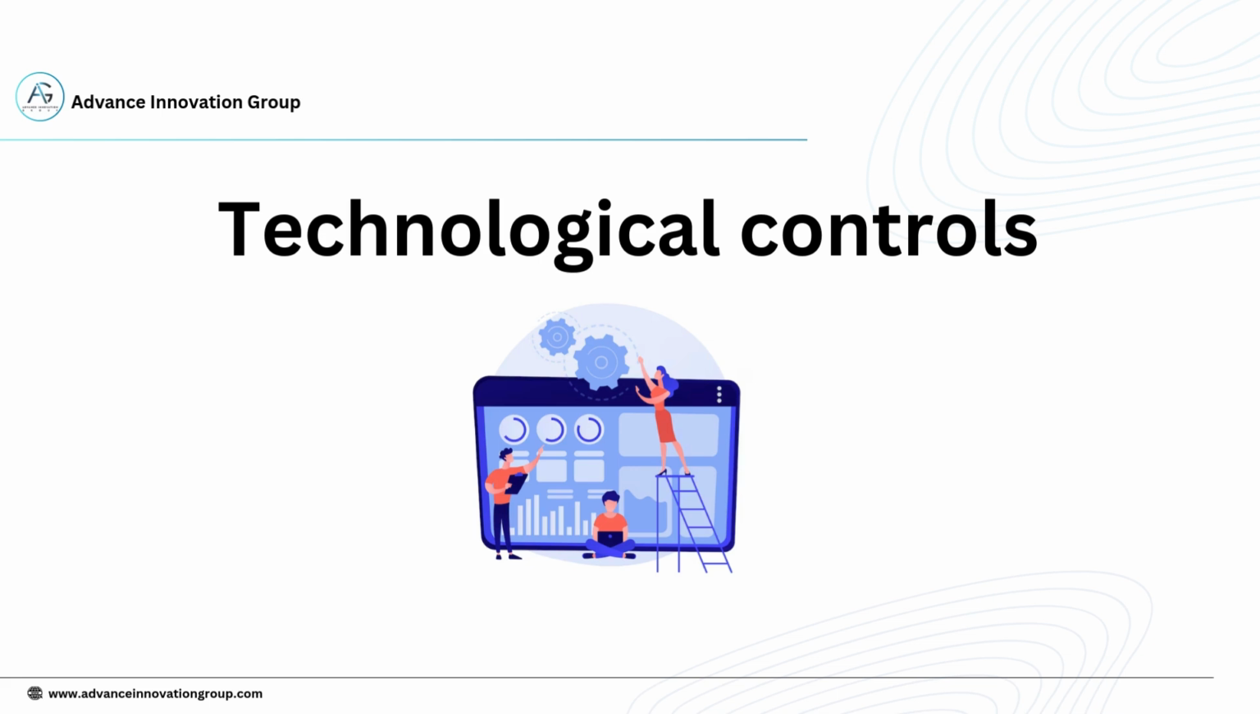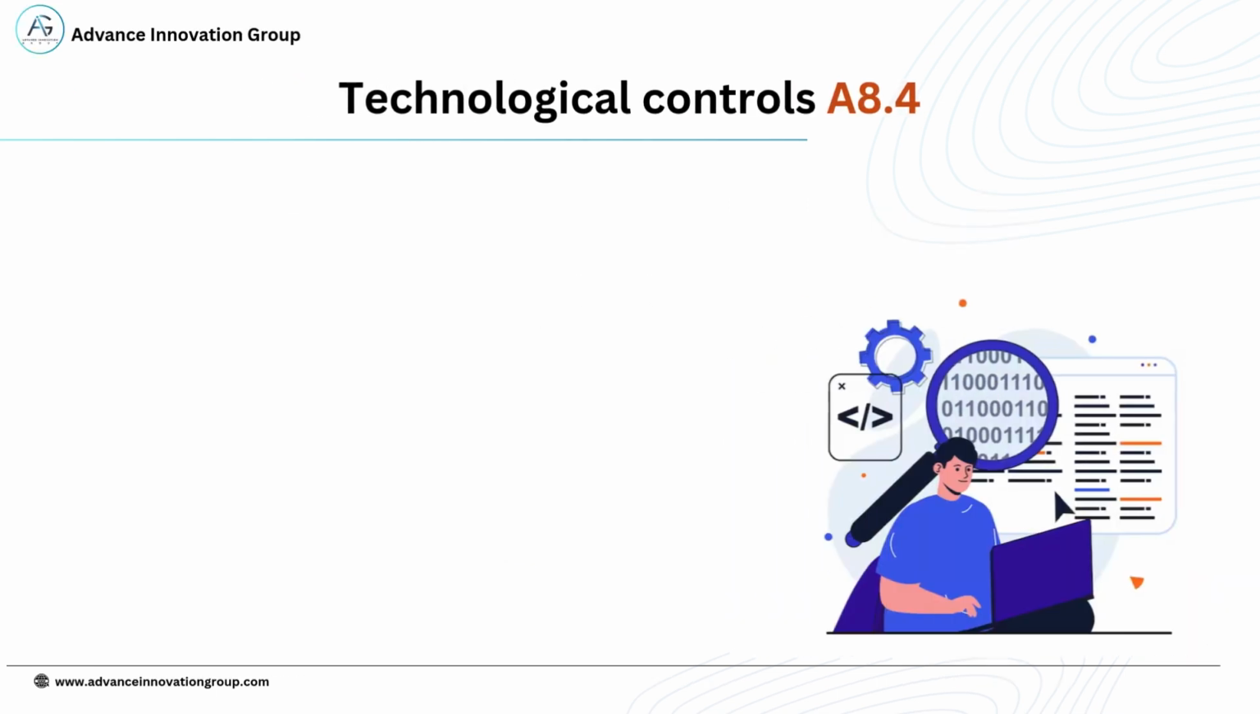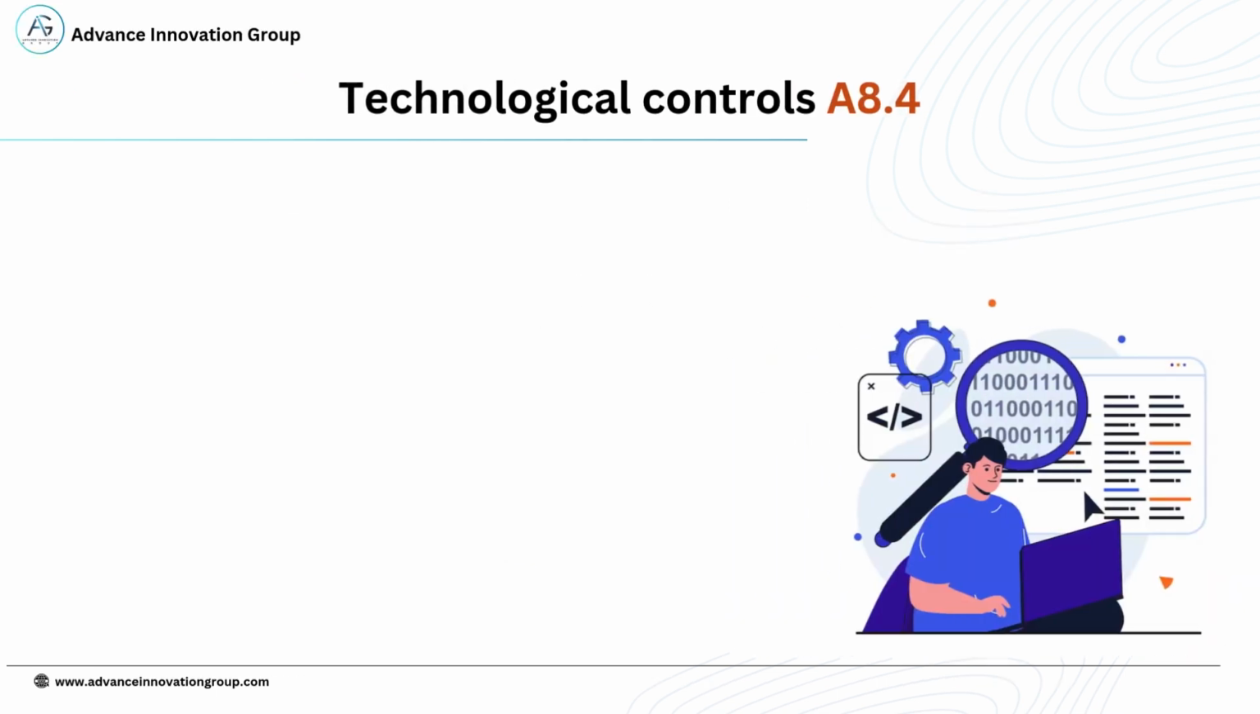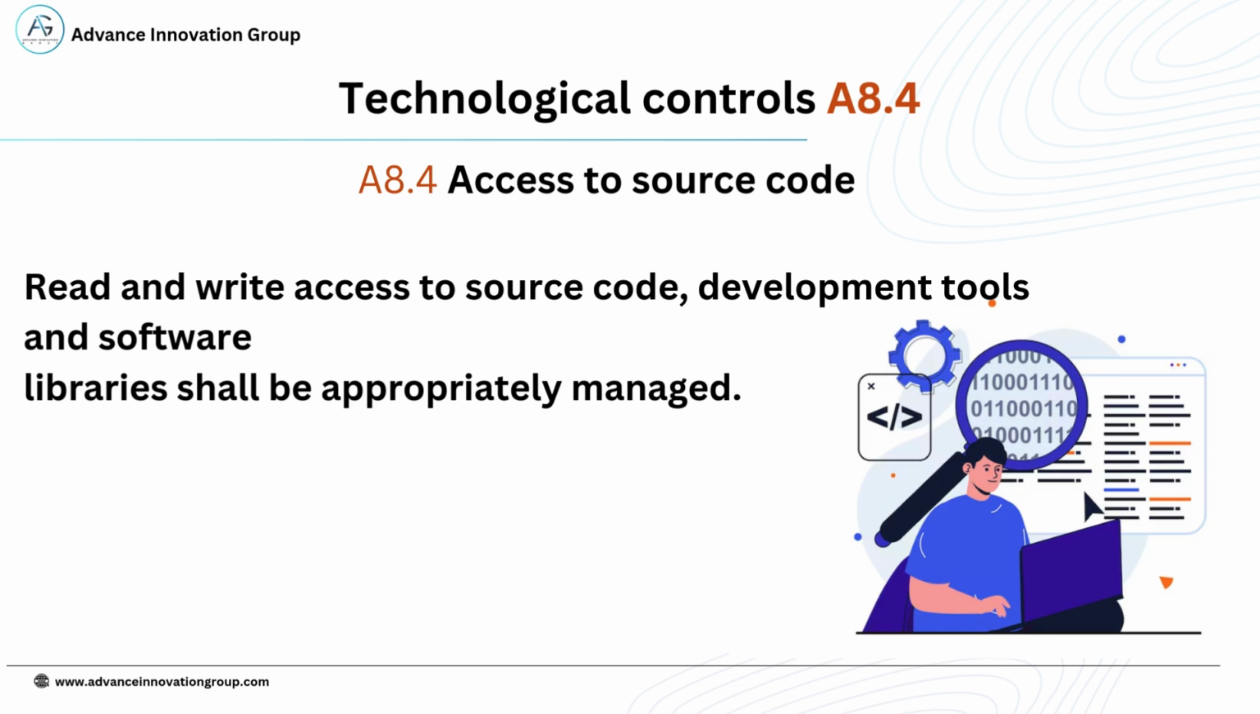Technological controls. Technological controls A 8.4. A 8.4 access to source code. Read and write access to source code, development tools and software libraries shall be appropriately managed.